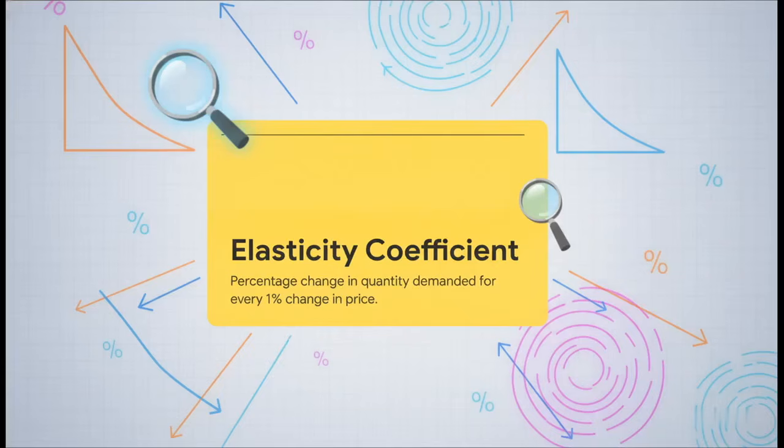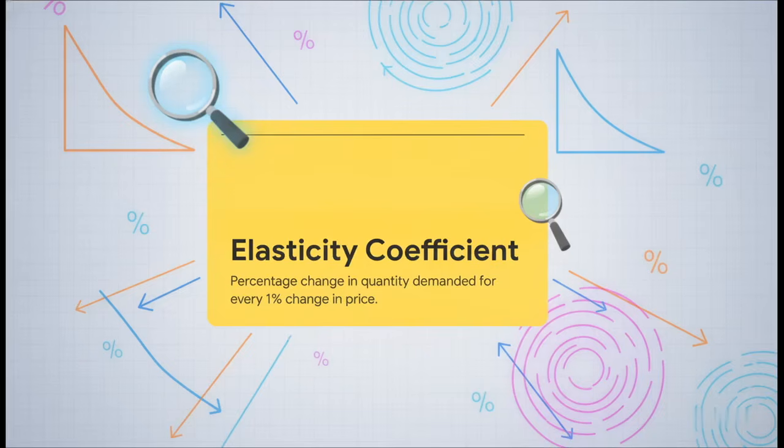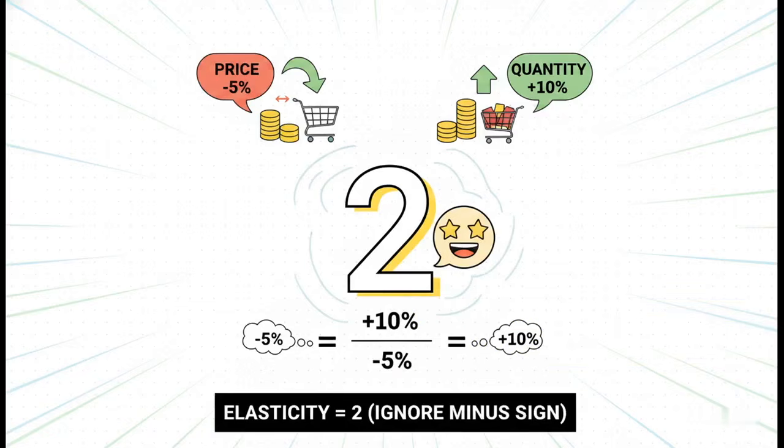Enter the elasticity coefficient. This right here is the official metric, the numerical power level of market responsiveness, if you will. To calculate it, we're looking at relative percentage changes, not the absolute numbers. It is simply the percentage change in the dependent variable, so the quantity demanded, divided by the percentage change in the independent variable, which is the price. Basically, you're asking, if a business shifts its price by exactly 1%, what is the exact percentage shockwave it sends through consumer demand?